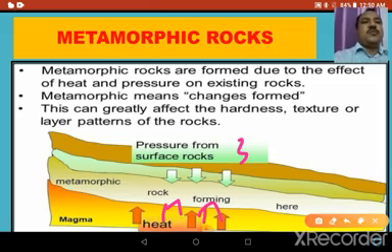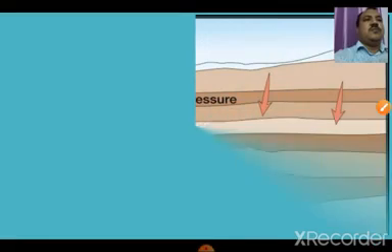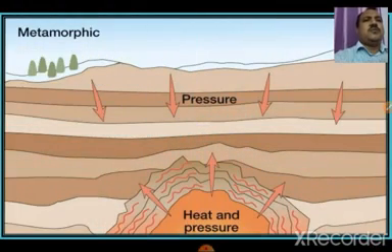So the metamorphic rocks are formed by the pressure from the surface rock and the heating from the melted magma side. Then that will be changed to form the metamorphic rock. So pressure from one side and heat and pressure from another side. By the heat and pressure, the rocks that are formed are called metamorphic rocks.